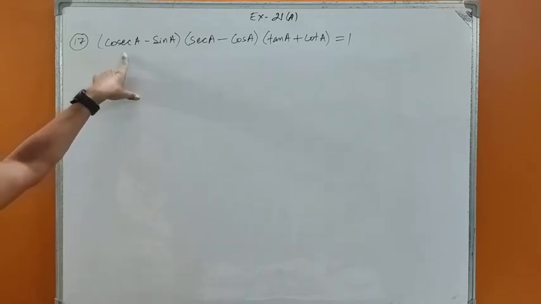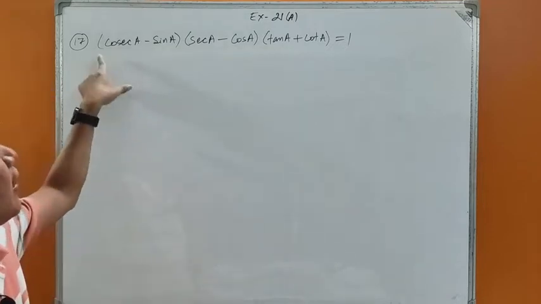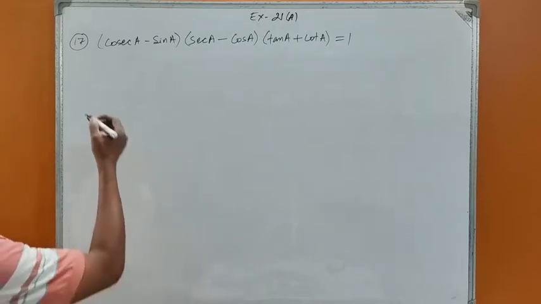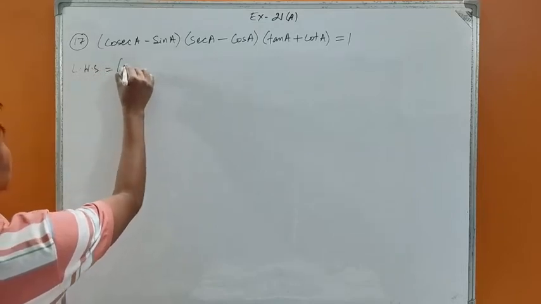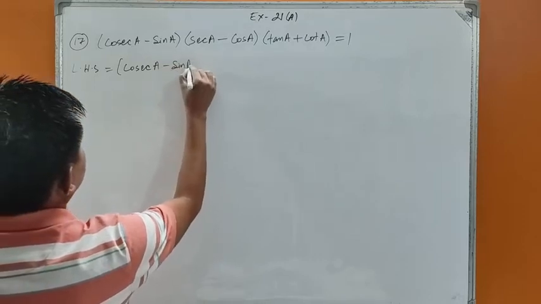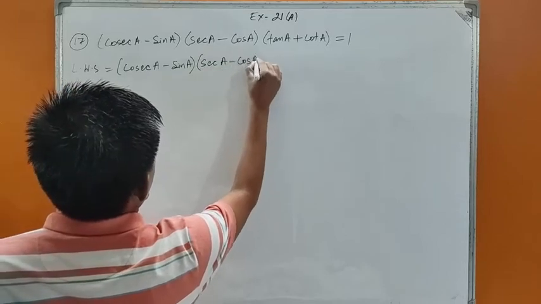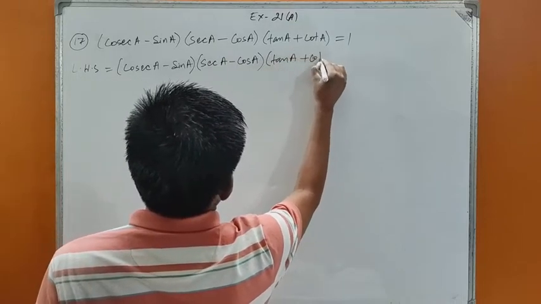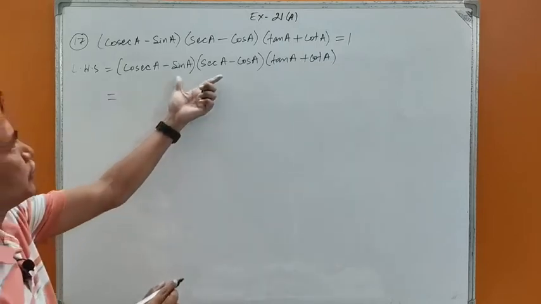We have (cosec a minus sin a) into (sec a minus cos a) into (tan a plus cot a) in the left hand side, and we are asked to prove this equals 1 in the right hand side, isn't it? So let's begin. First let us copy the question as it is from the left hand side. LHS equals (cosec a minus sin a), isn't it, whole, (sec a minus cos a) whole, (tan a plus cot a). This is what we have in the left hand side. Now we will prove this equals 1.